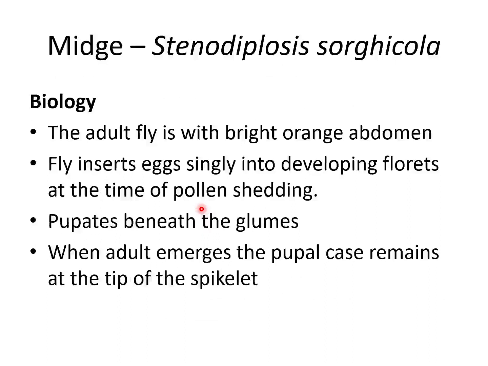You might have studied the opening of flowers of cereals for pollination. So this midge inserts the eggs when the florets open for pollen shedding. Once the eggs are laid into the developing florets, maggots develop inside the grains, and pupate within the glumes. Once the adult emerges from the pupae, it leaves its pupal case at the tip of the spikelet.